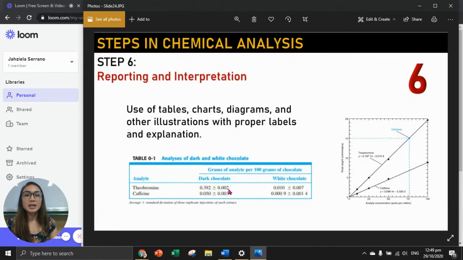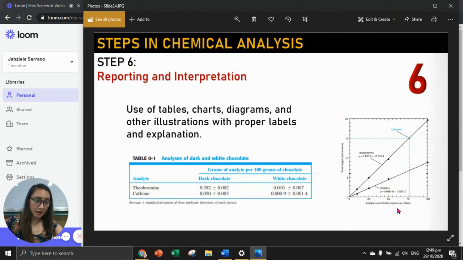So, reporting and interpretation, kasama rin dito, you have to use tables, charts, diagrams, and other illustrations with proper labels and explanation. So, alam naman natin lahat, for example, sa table, pag magbibigay ka ng table, you have to put the table number and then yung ating title of the table, and then you have the result here. So, ito yung isang example ng isang graph.